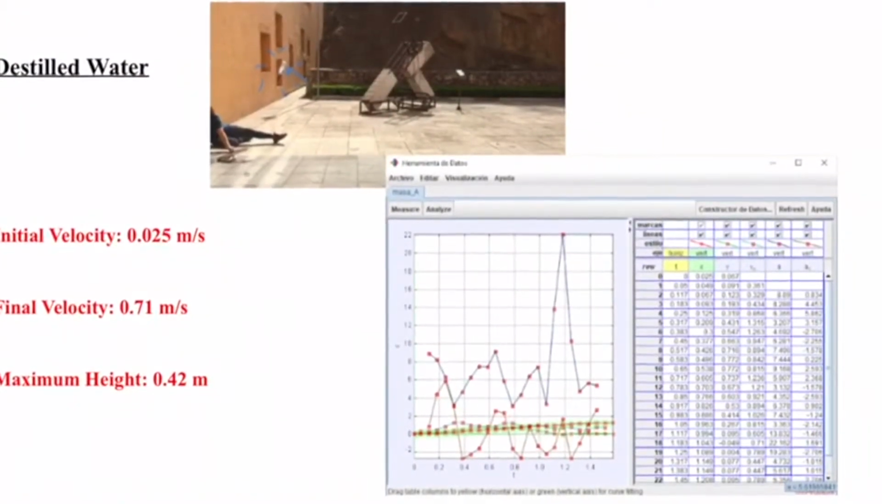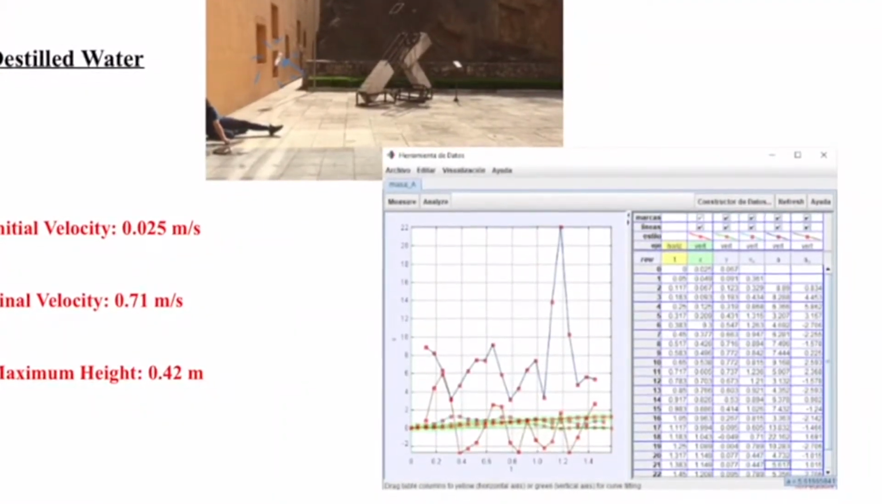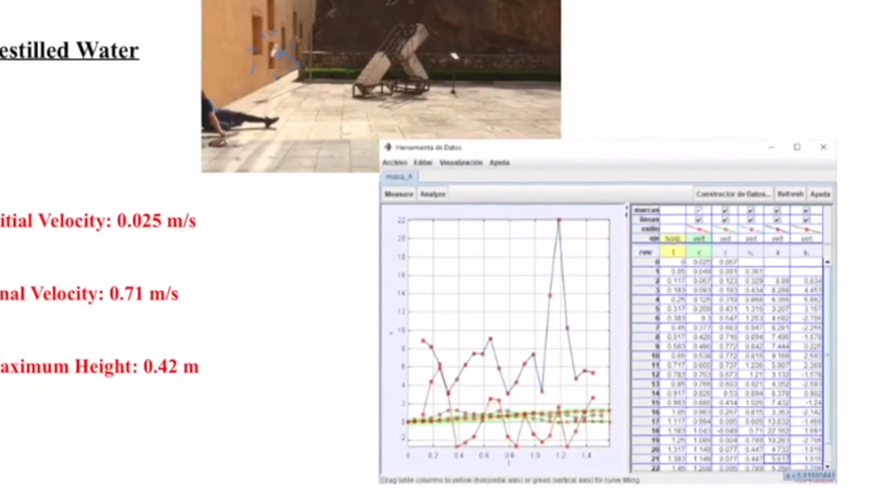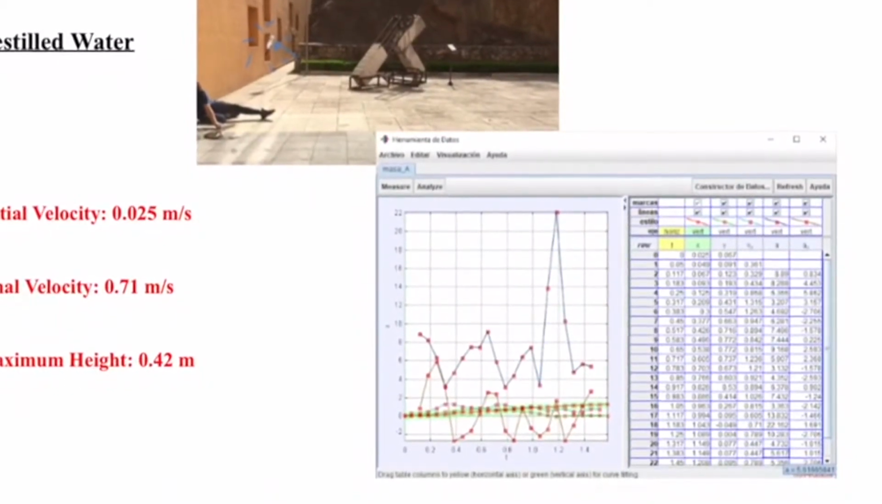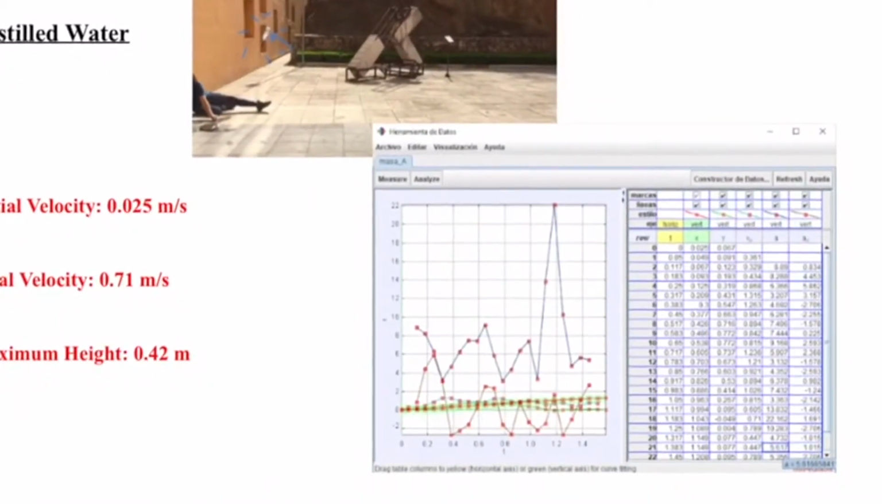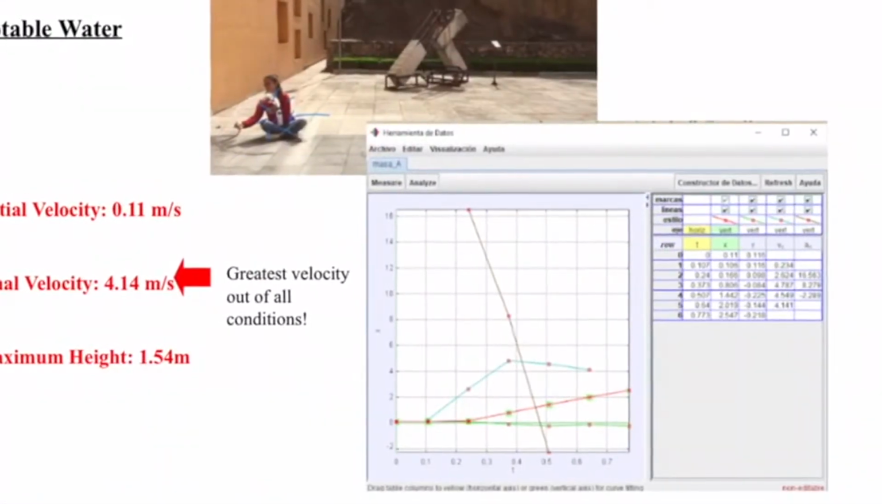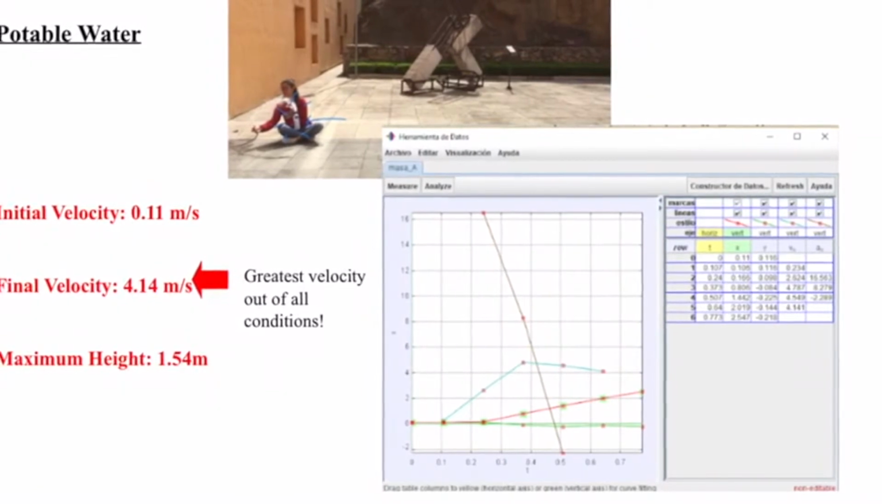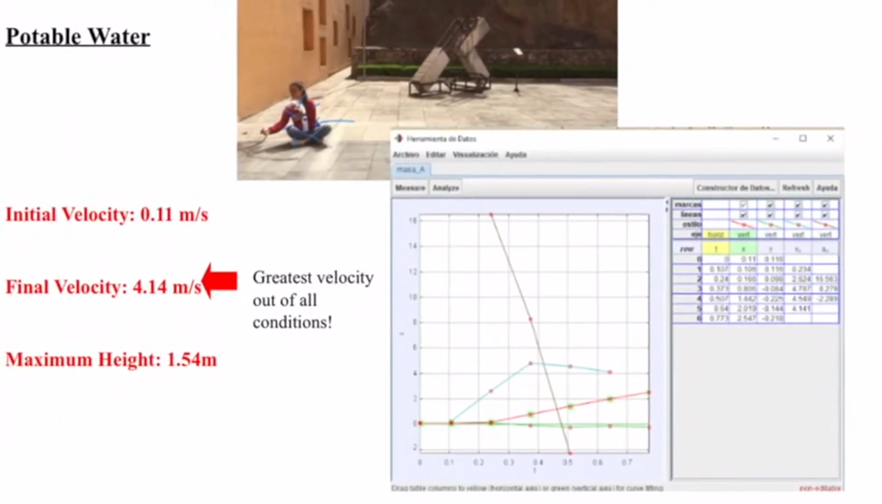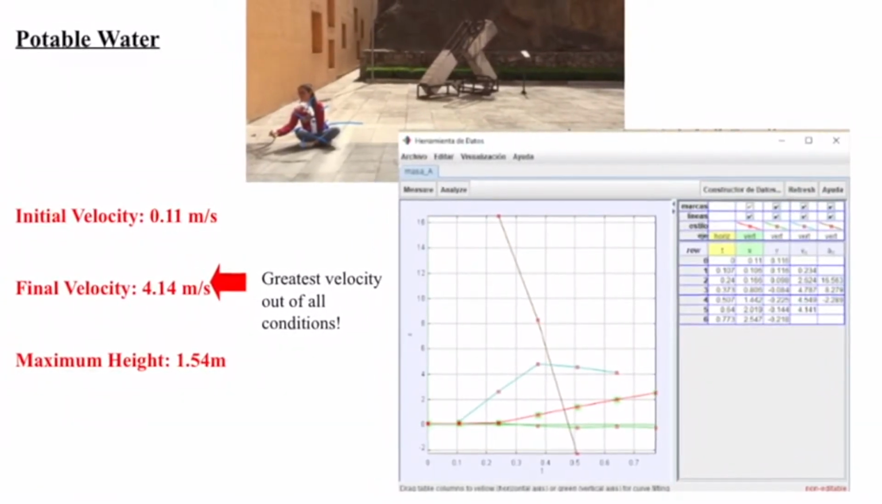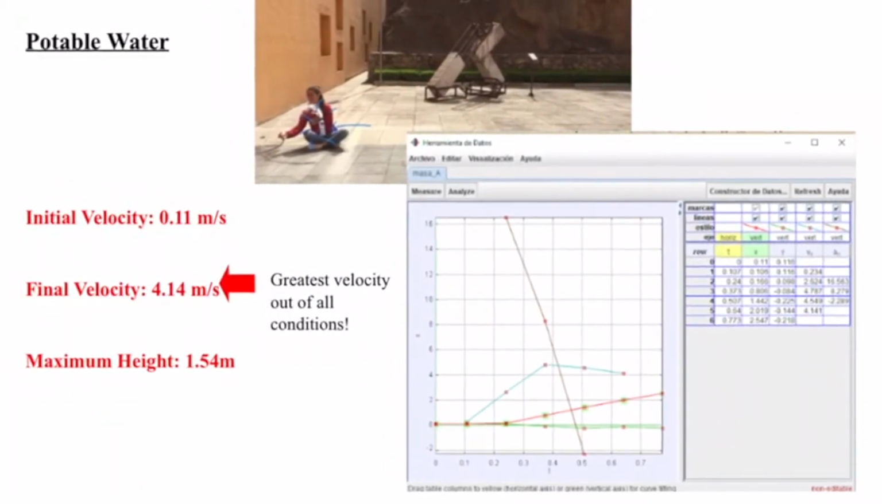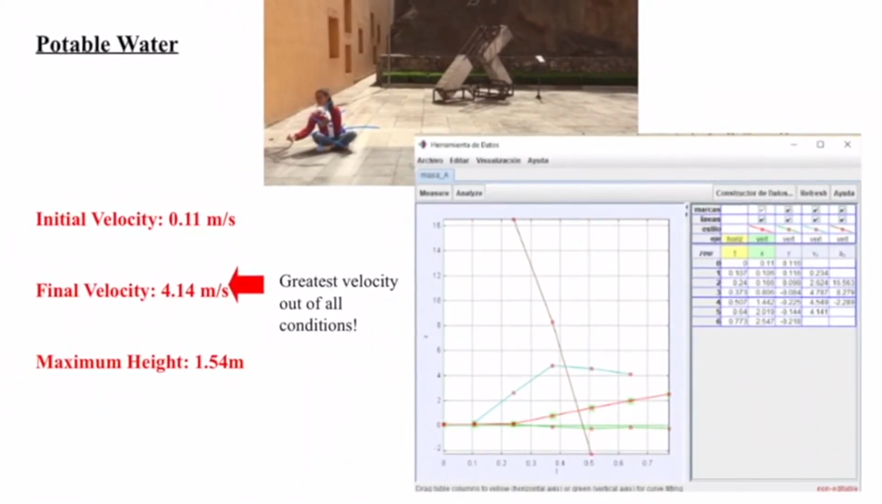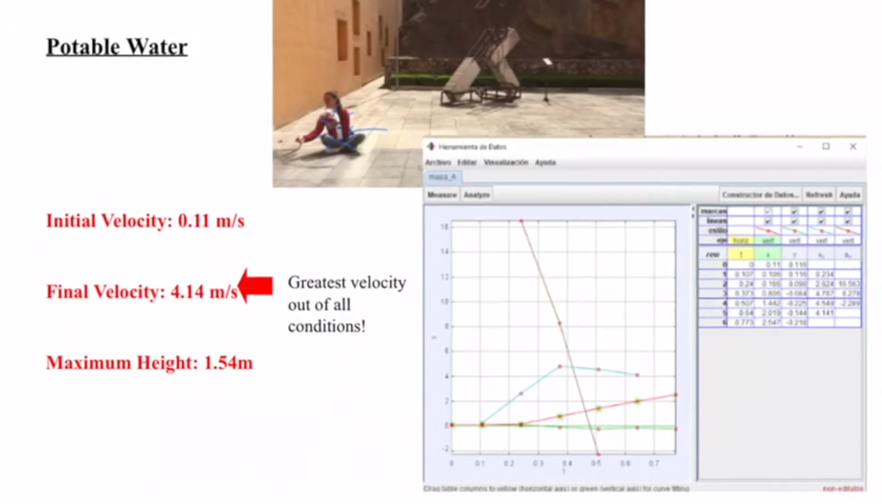The results were the following. In the distilled water condition, the initial velocity was 0.025 meters over second, the final velocity was 0.71 meters over second, and the maximum height was 0.42 meters. In the potable water condition, the initial velocity was 0.11 meters over second, the final velocity was 4.14 meters over second, which was the greatest velocity out of all conditions, and the maximum height was 1.54 meters.